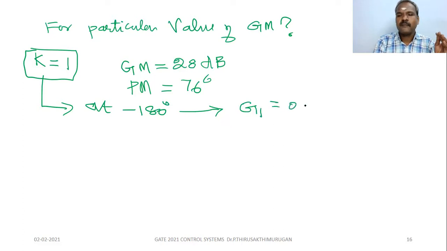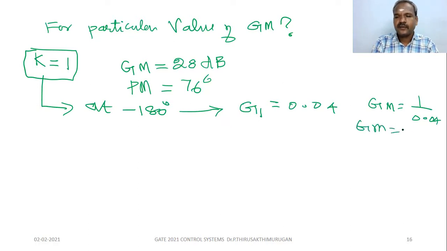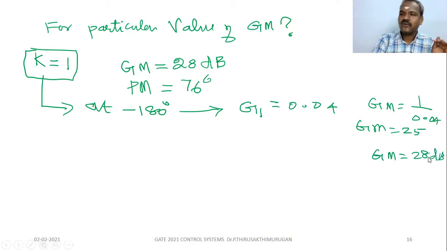G1 equal to 0.04. So what is the gain margin corresponding to that? Gain margin equals 1 by 0.04. It becomes 25. In dB, the gain margin is 28 dB. Understand? Okay. So now the gain margin has to be reduced to 18 dB, so we have to find the K value for 18 dB.